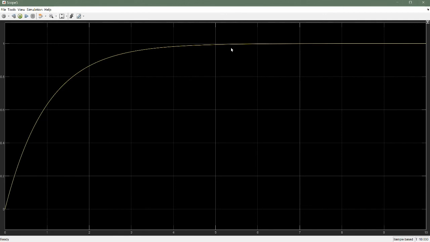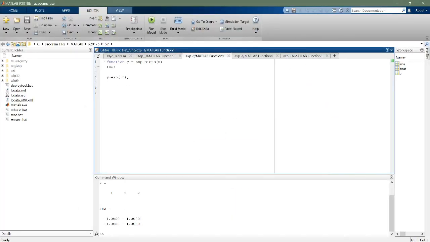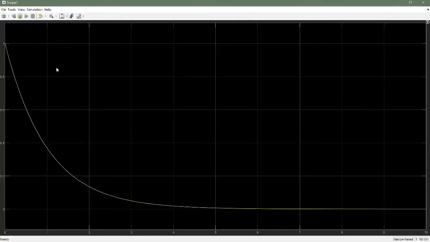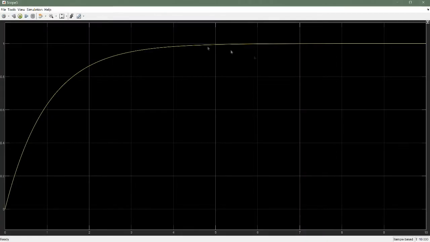But we also know that the signal e raised to the power minus t doesn't look like it, right? It's increasing over here, right? What it should look like is this, right? So I have this function defined over here with y equal to e to the power of minus t, right? When you simulate it, it should look something like this, right? But when we simulate the Laplace transform of the same function, which is 1 over s plus 1, we get some signal like this. So why is that?